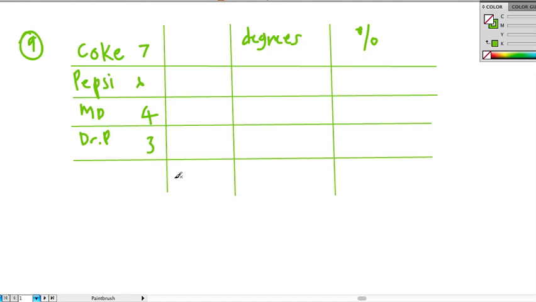Now I have this extra column here. So this extra column I would use for the fraction, because this fraction is very important to help us figure out the degrees and the percents. So we have these numbers. Let's work out the total. So the total, 3 and 4 is 7, plus 6 is 13, plus 7 is 20. And also in this question, we were told 20 people were asked this question. So if 7 out of 20 prefer Coke, that fraction is 7 out of 20. If 6 out of 20 prefer Pepsi, then that fraction is 6 out of 20, which could be simplified. We could write 3 out of 10 for that one. Mountain Dew, 4 out of 20.